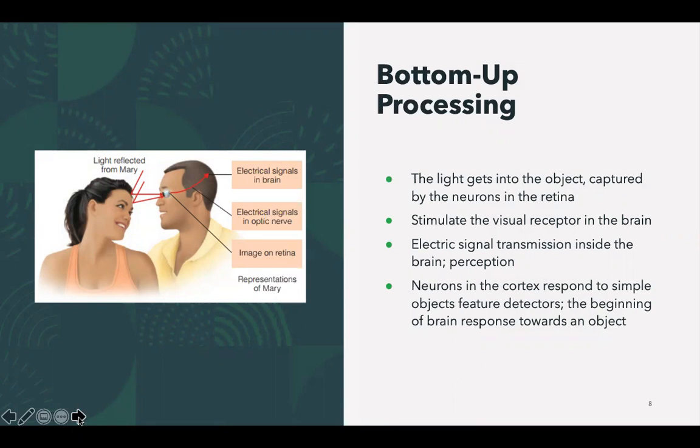Looking at something creates an image on our retina. And this image then generates electrical signals that are transmitted through the retina and then to the visual receiving area of the brain. This sequence of events from the eye to the brain is called bottom-up processing because it starts at the bottom or the beginning of the system, which is the eye, when the environmental energy stimulates the receptor.